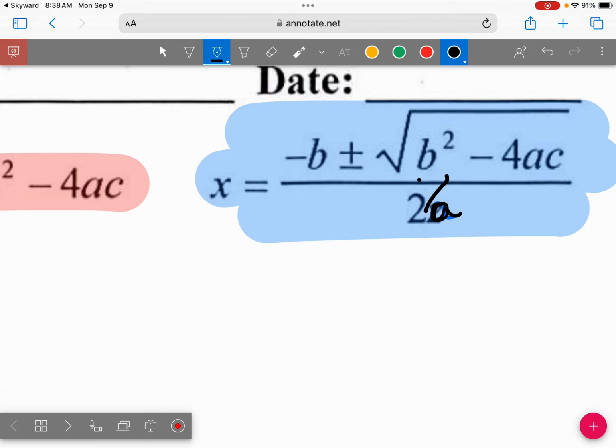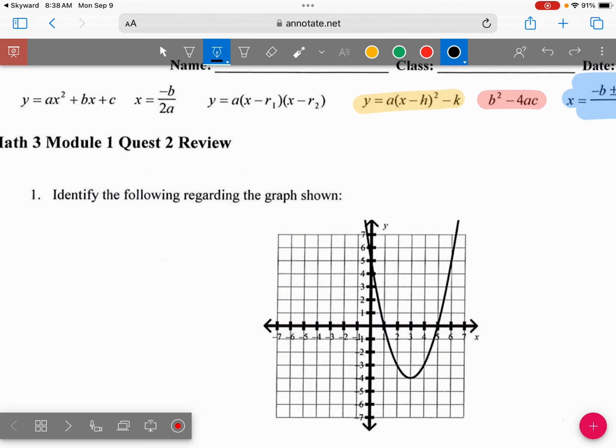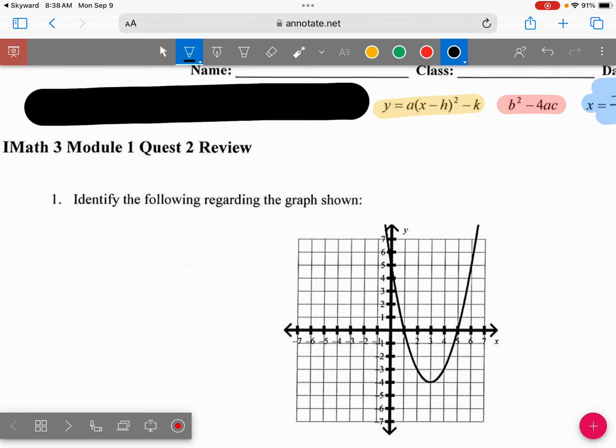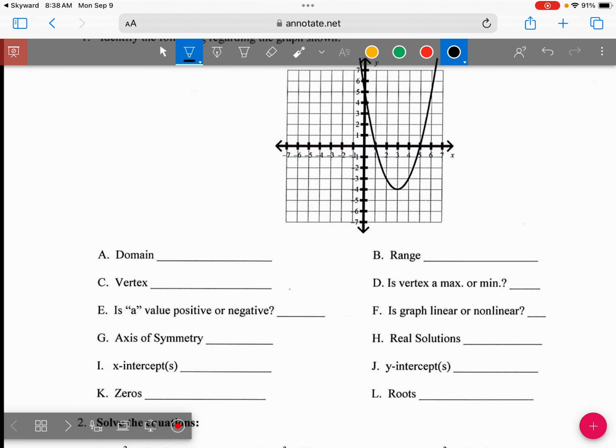Okay, so again, those are the only three formulas that we're going to use on this test. We will not be using these three. These were from the first test, so we can cross those out. Okay, so the domain, what's the domain of all graphs, all quadratic functions? All real numbers.